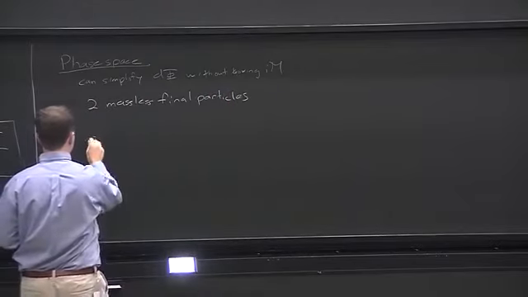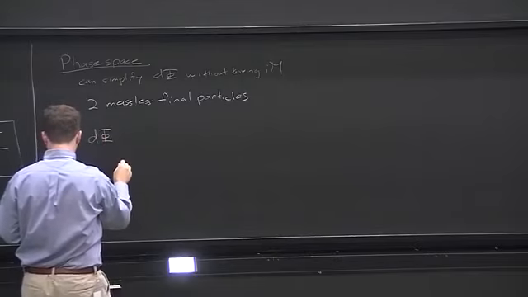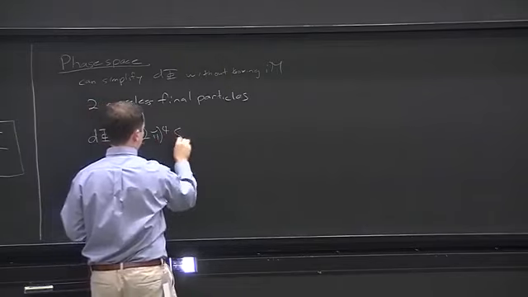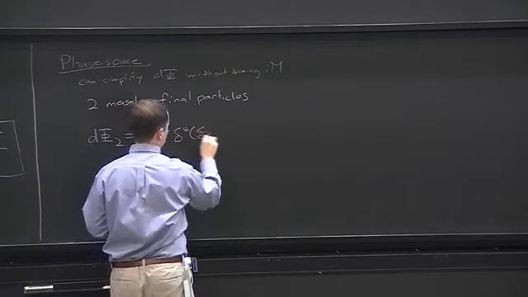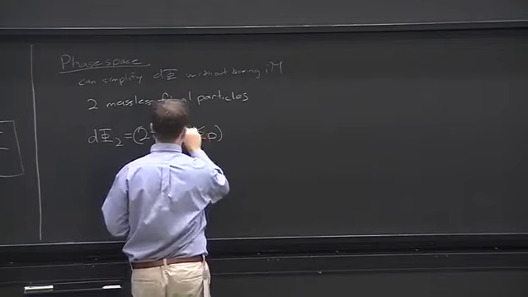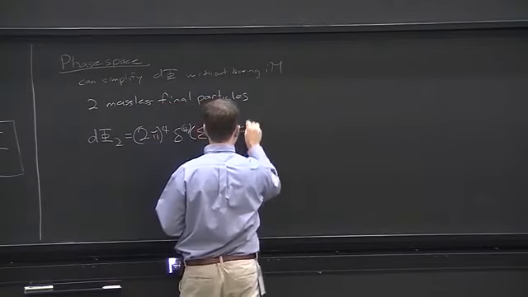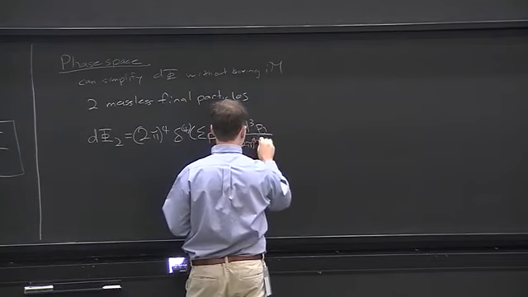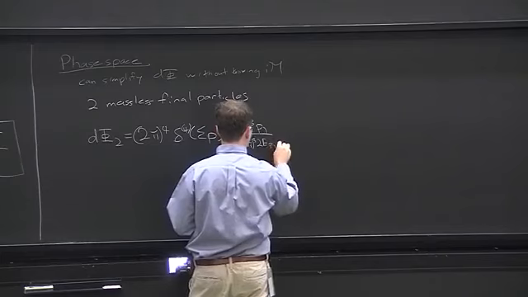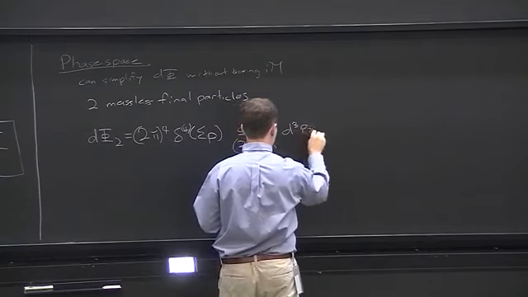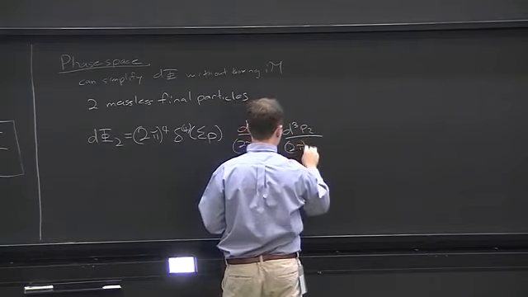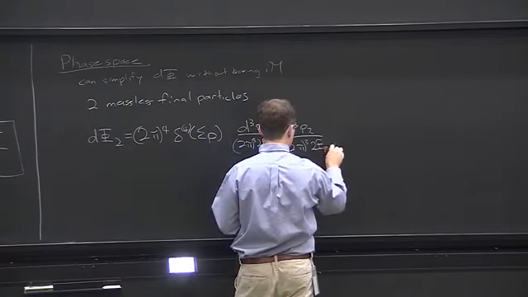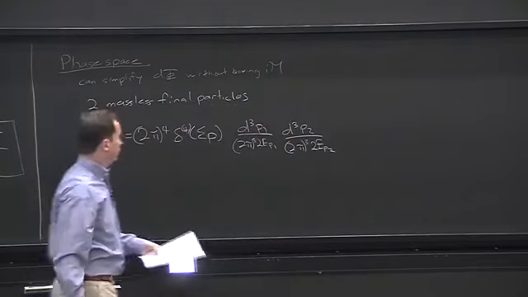So in that case, our phase space is just (2π)^4 times the momentum conserving delta, and the Lorentz invariant integrals over the final momenta.